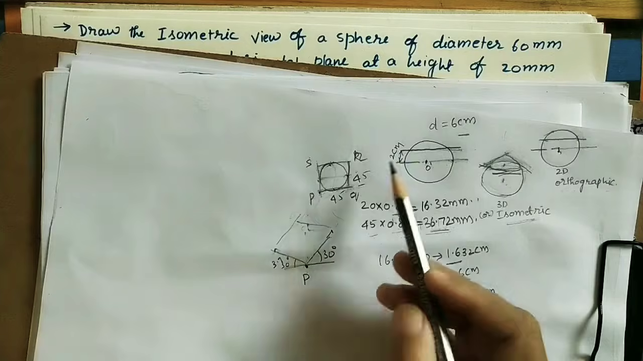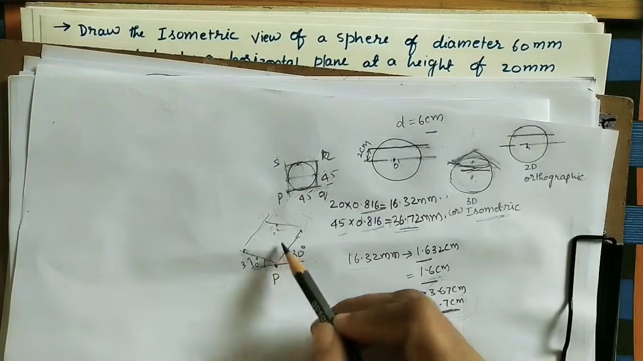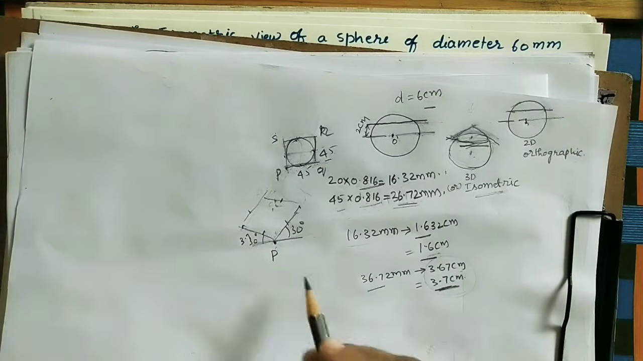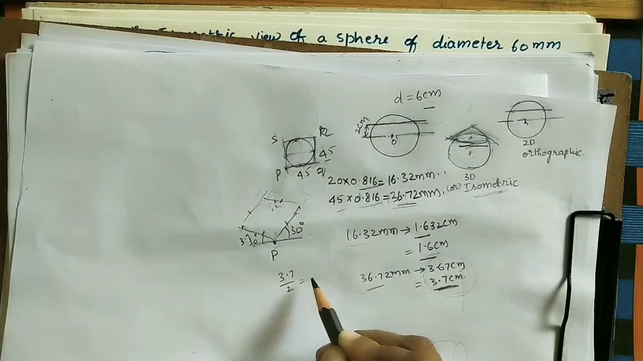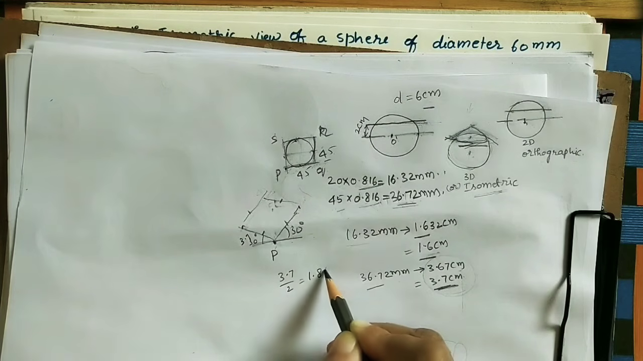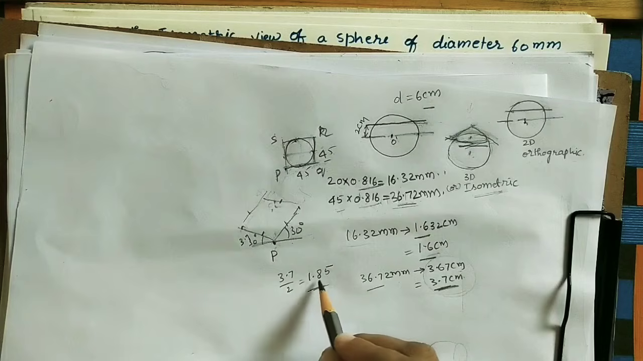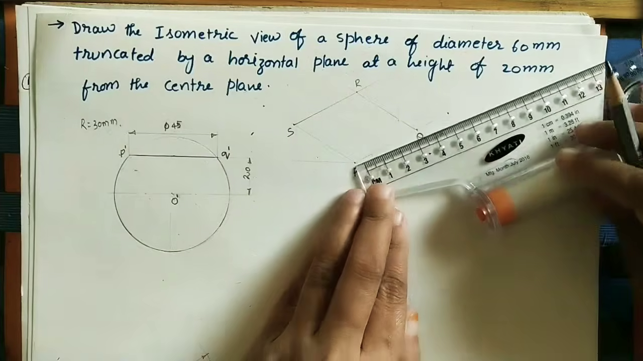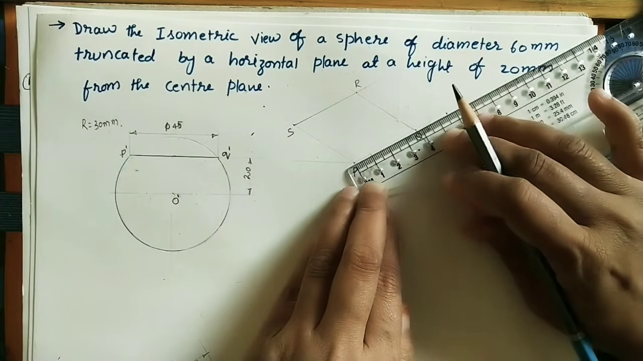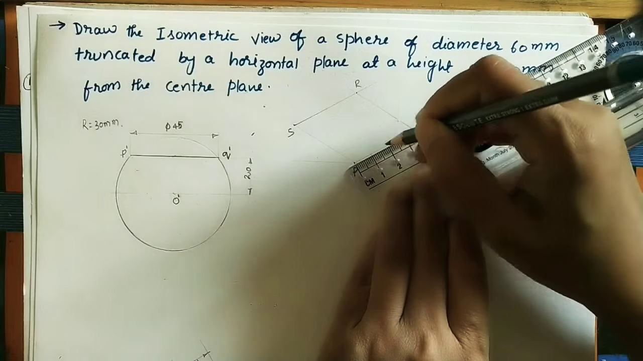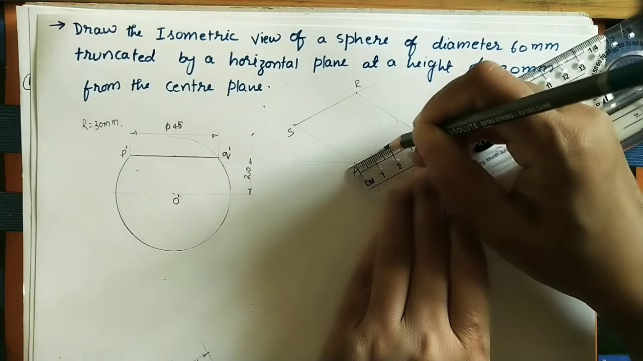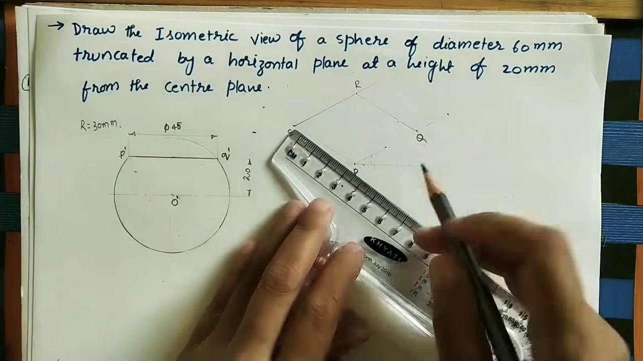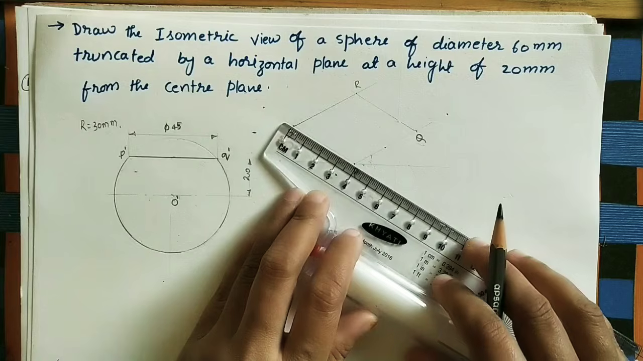By using the 4 center method, we can do the ellipse like this. After getting this, mark the middle points. How much is each side? 3.7 centimeters by 2. It is 1.85 centimeter, or 1.9 also we can take. So mark the middle point at 1.9 centimeter, between 1.8 and 1.9. This is the middle point. Here also the middle point is 1.8 or 1.9.